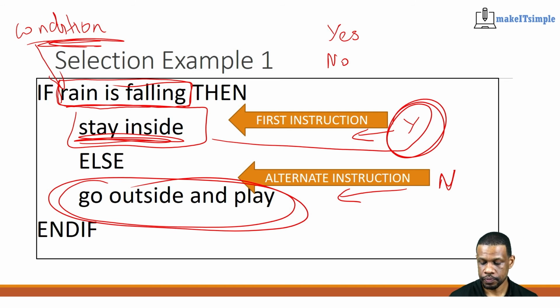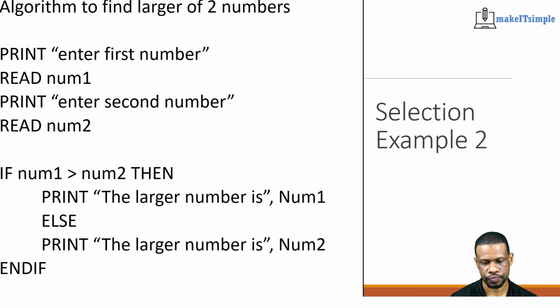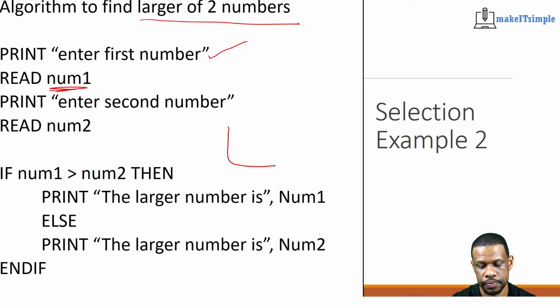Okay, so let's look at how a computer will see this question, see this decision. Let's say I want to get a computer to find the larger of two numbers. Now watch this closely. I'm going to give sequential instructions first. Remember, sequential is step by step. So I give the sequential instructions, which is: enter first number. Who sees this? The human being that is using the program sees this. When I say read num into num1, the computer is going to create a box. I should put the box on the side here. The computer is going to create a box called num1.